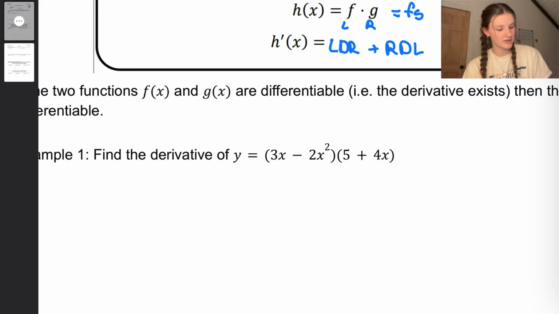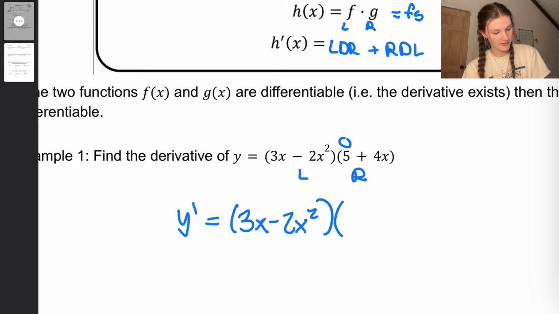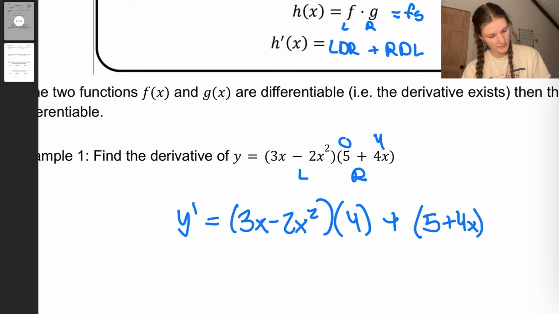Okay, find the derivative. So this is going to be left, this is going to be right. The derivative of y is equal to, so we keep the left the same. So 3x minus 2x squared. Aren't you so happy we learned product rule? Because we're going to need to use it. This is 0, the derivative. This is going to be 4, the derivative, product rule. So times 4, because that's the derivative of the right, plus keep the right the same this time, and then multiply it by the derivative of the left. Product rule, because the product rule is so easy.